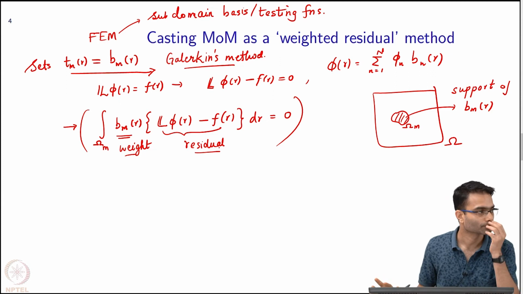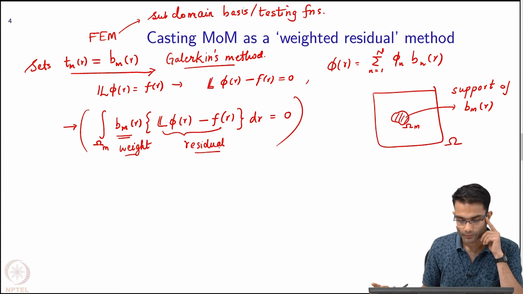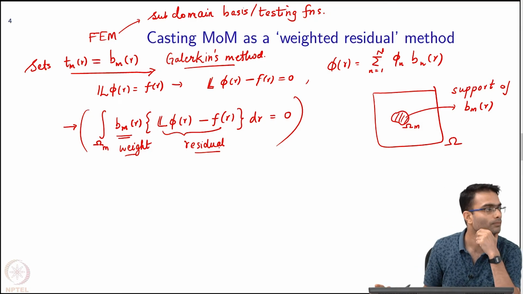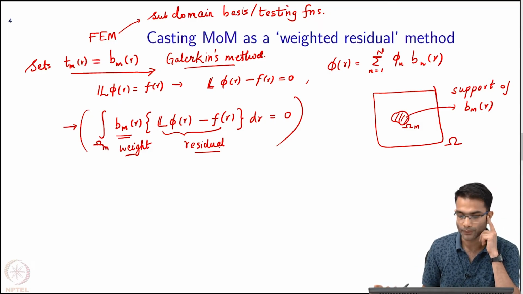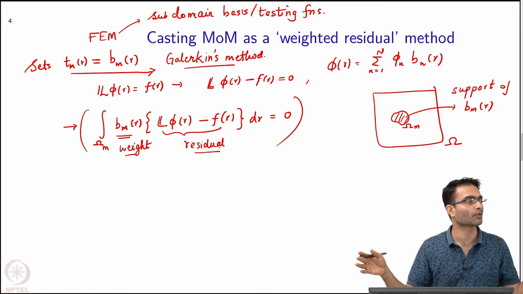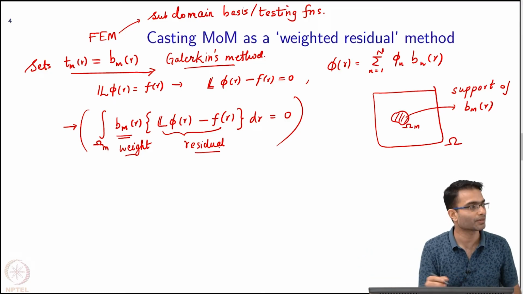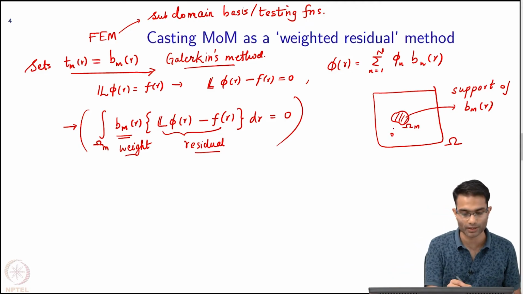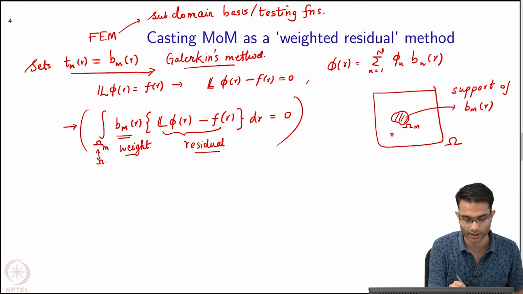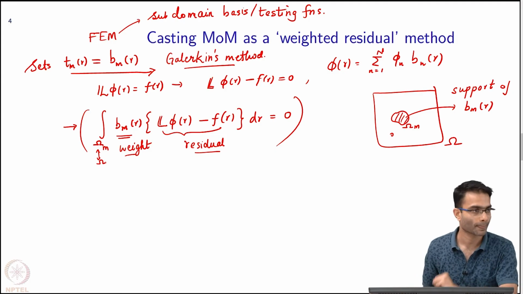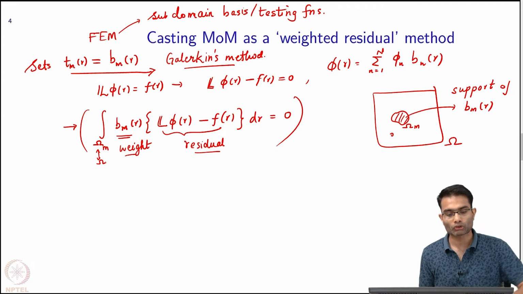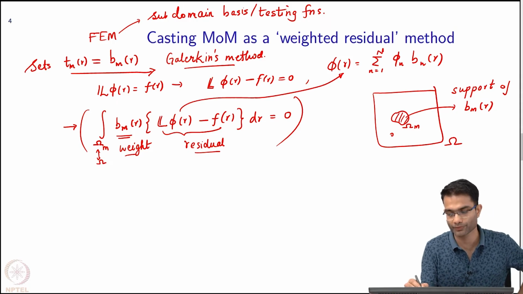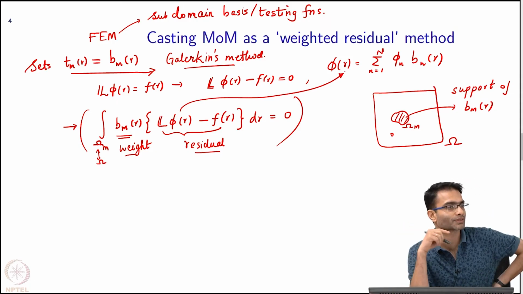So, we are enforcing it to be 0 in a weighted sense. If you take omega, it will not be any different, because Bm is 0 outside omega m. Bm is 0 over here, so it does not matter. You can as well call this omega. Now, your phi over here is coming from this expansion in the basis functions.